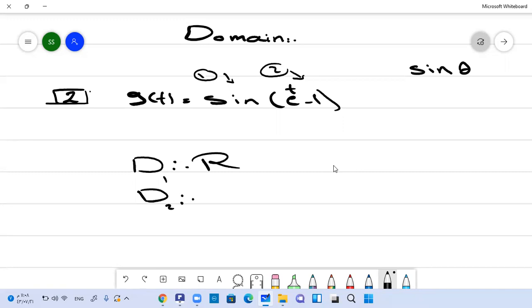What about the domain of the inside function? The domain of this function, like the function e power of t, okay? The domain in here, it will be R. What is the change between e^t and e^t minus 1?